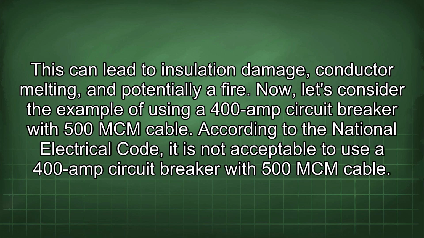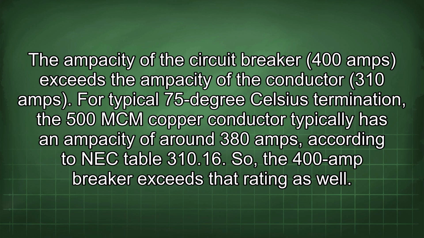Now, let's consider the example of using a 400 amp circuit breaker with 500 mcm cable. According to the National Electrical Code, it is not acceptable to use a 400 amp circuit breaker with 500 mcm cable. The ampacity of the circuit breaker, 400 amps, exceeds the ampacity of the conductor, 310 amps. For typical 75°C termination, the 500 mcm copper conductor typically has an ampacity of around 380 amps, according to NEC table 310.16. So, the 400 amp breaker exceeds that rating as well.